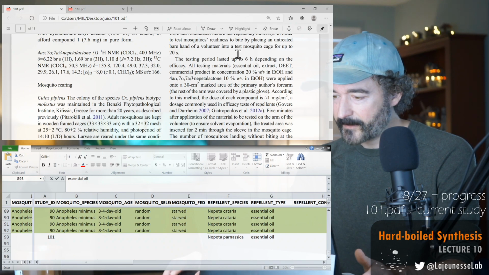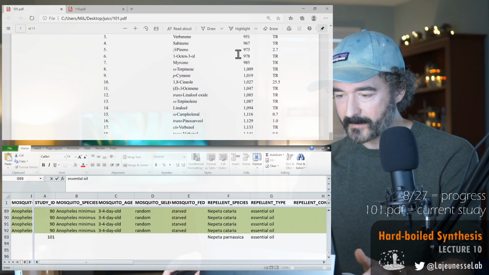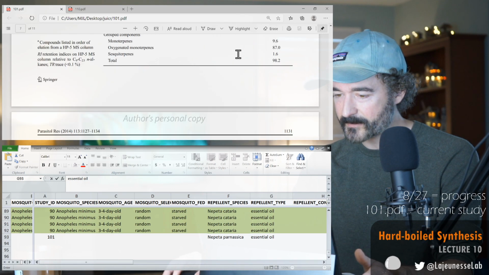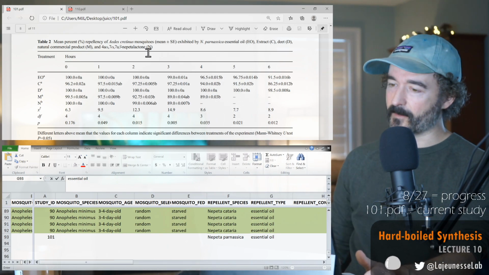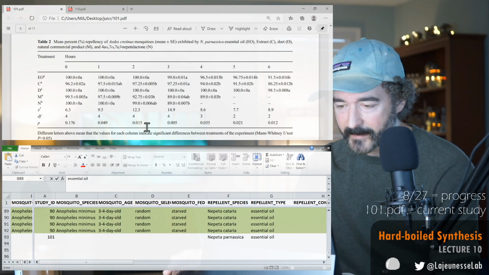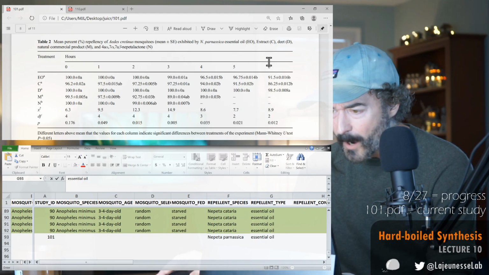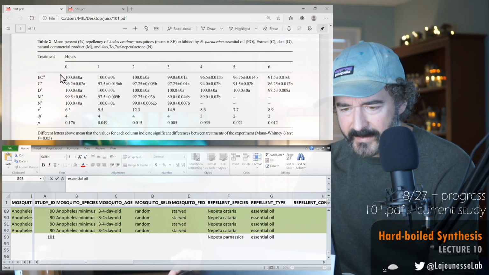All right, let's just find a table here and see what they... Okay, they've got a huge list of chemicals that they extracted from the plant. Here's a mean percent repellency. Okay, there we go. First graph. Whew, a lot of data in here. We've got hours, which is good. We've got a whole bunch of acronyms here, which is bad.